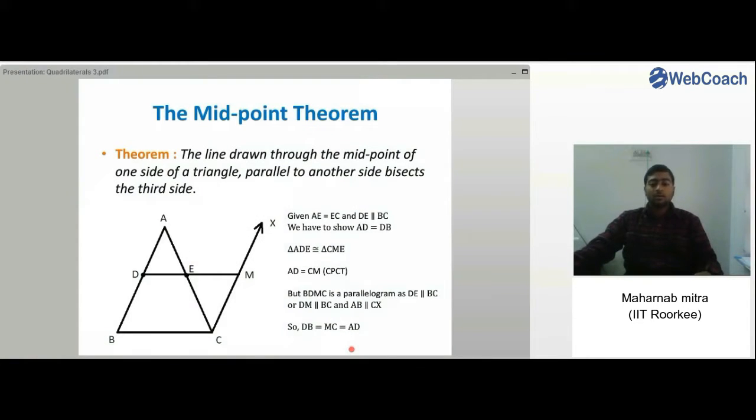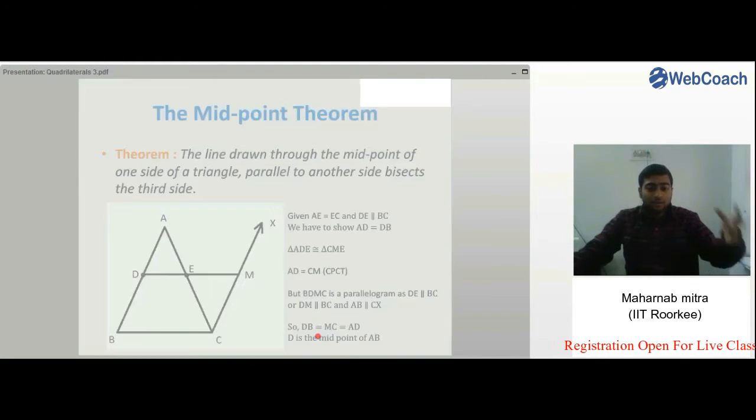So as I told you, DB must be equal to MC, right? Because these are opposite sides of a parallelogram, so they must be equal. And as MC is equal to AD, BD must be equal to AD also. We have got these two sides equal, and you can see that means D is actually the midpoint of this side AB, right? We have finally got D is the midpoint of the side AB.